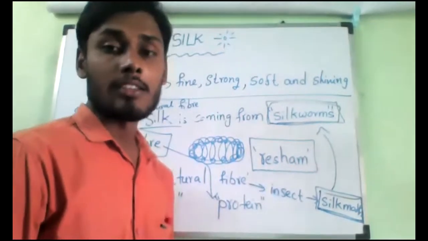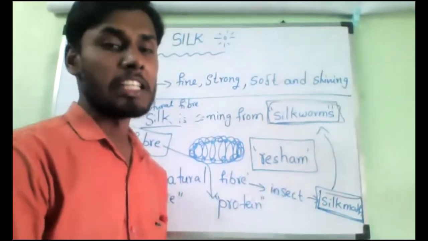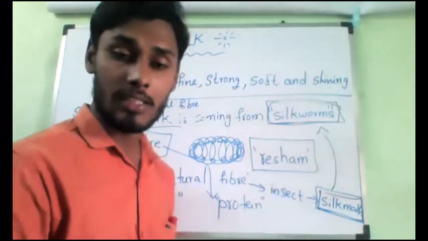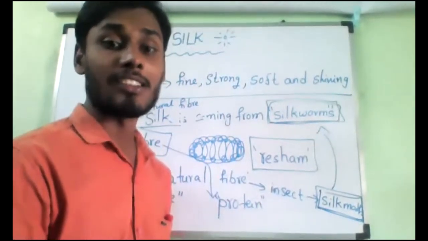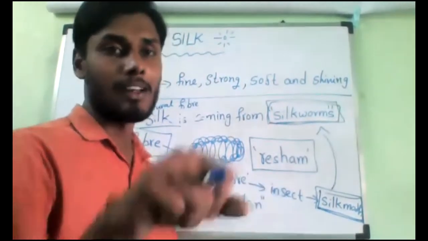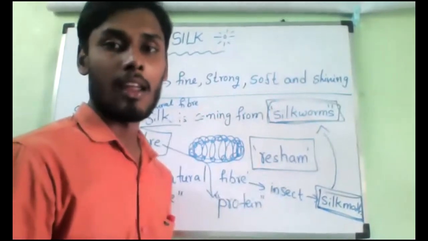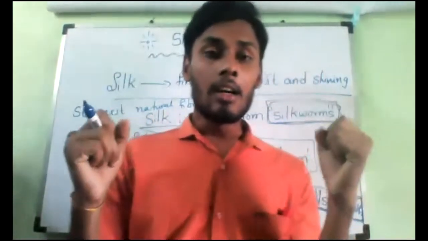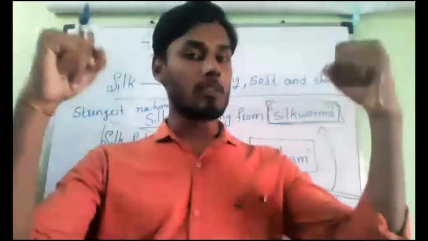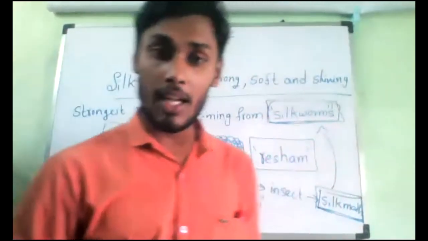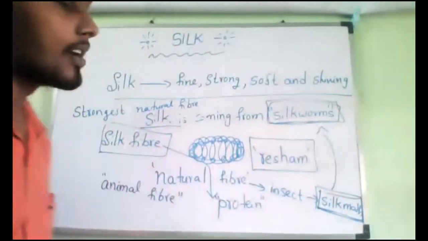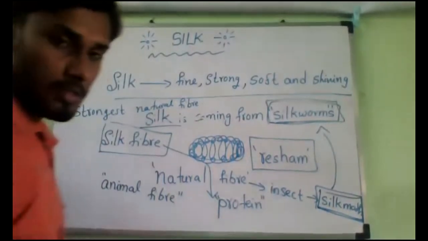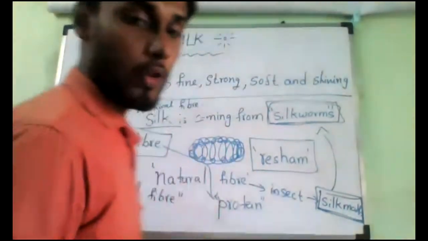The soft-looking silk yarn is as strong as a comparable thread of steel. You can make a thread with steel. Do you know steel? Metal. If you make a small thread with steel and with silk, both have the same strength, that strong. That is why it is called the king of natural fibers. Very, very strong.